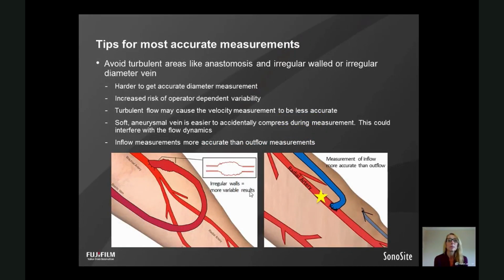So I've talked a little bit about ultrasound volume flow measurements and the importance of accurate measurement.